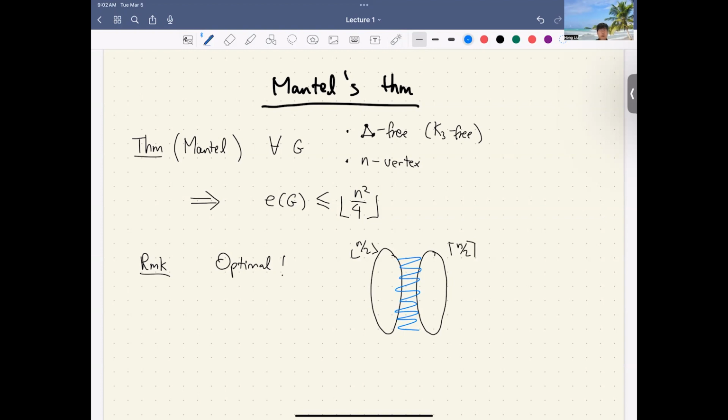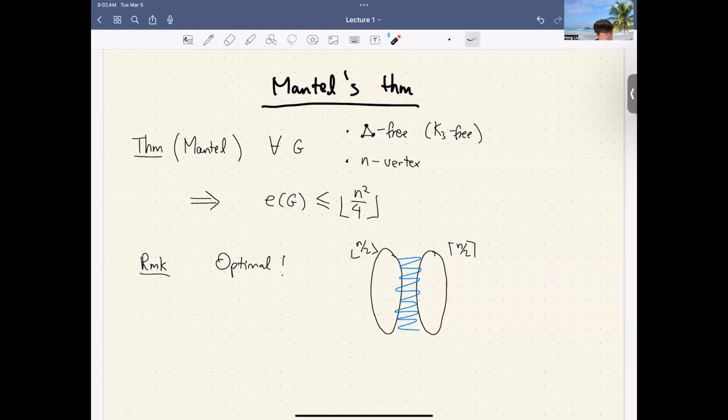Okay. This graph obviously does not have a triangle. If you have a triangle, you will have 3 vertices, and by pigeonhole, 2 of which lie on the same side. Let's say on the left-hand side, right? But we didn't put any edges inside the left side or right side. So you cannot have a triangle. Very good. And the number of edges is precisely, you multiply these two, n squared over 4. So this is optimal. Good.